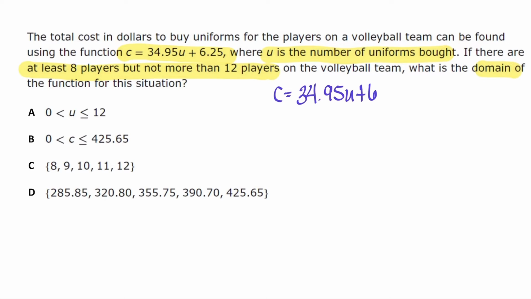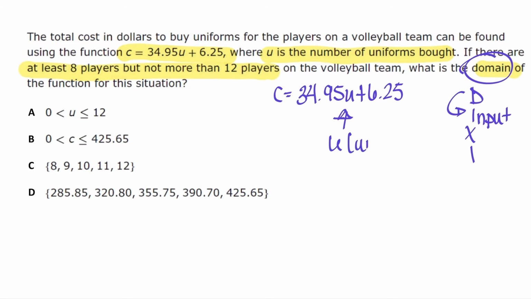34.95U plus 6.25. It's only asking us for the domain, which remember is Dixie in our mnemonic, which is the input values. So if we look at this function, the input values are U, which is the number of uniforms. Now the question is, is it discrete or continuous? Well, you can't buy a partial uniform, right? You're buying uniforms for people, so you have to use whole numbers. That is why this will be discrete, and we need to list the values.